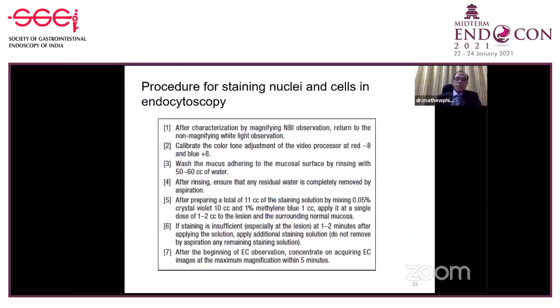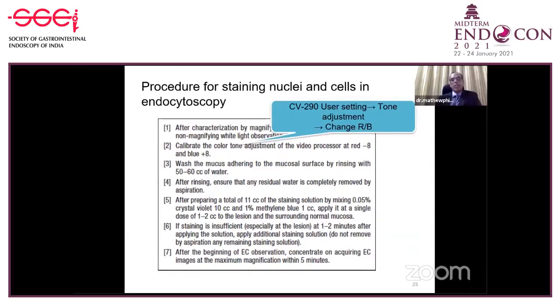Next. So there is a procedure for doing this, and I'm not going into details of it. The most important thing is, you have to wash that area, clean it, and do a good white light endoscopy, then do a narrowband imaging, and then you come back and look at that, wash the area very clearly, no mucus, then stain it, and then you adjust your scope also. You can see that the red and blue tone adjustment needs to be done. You have to keep it at -8 and +8. Next.